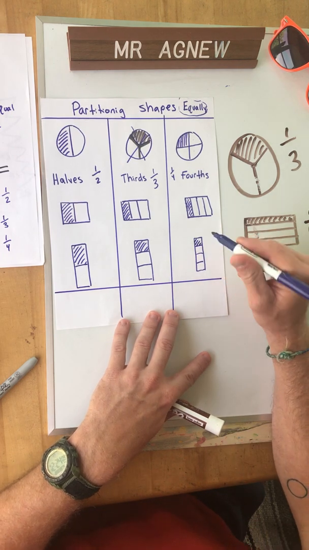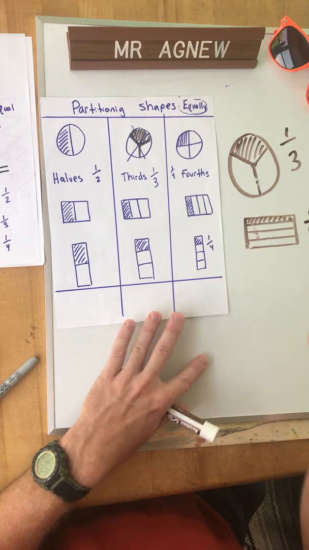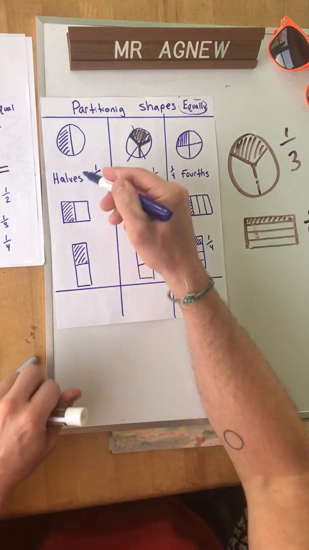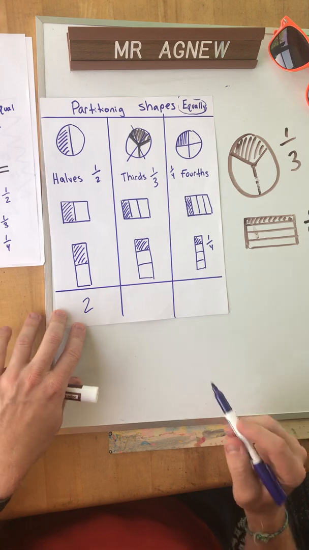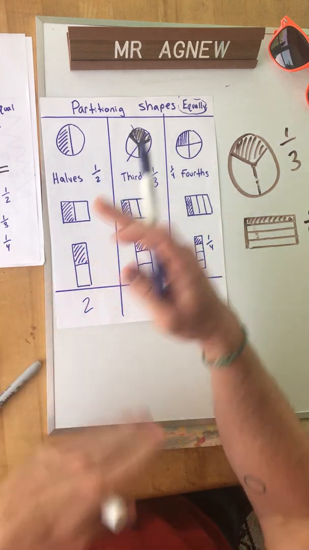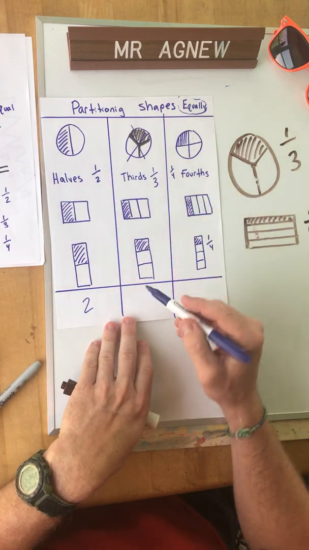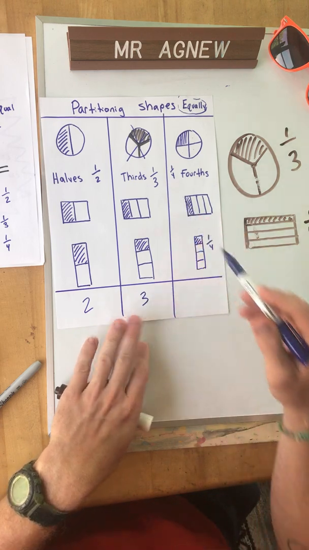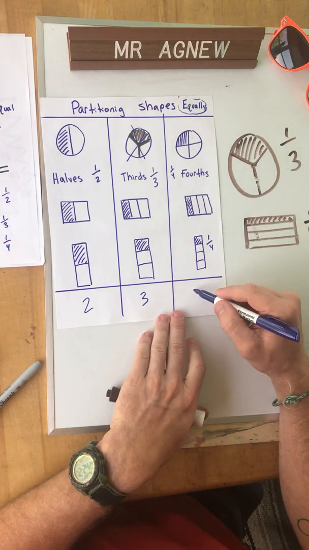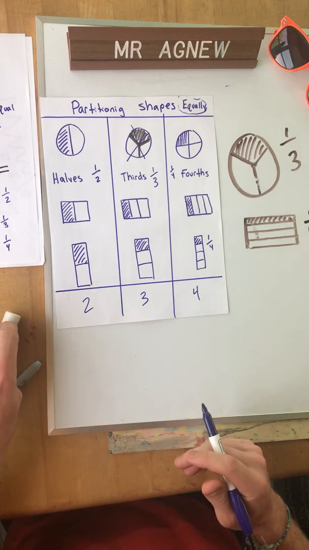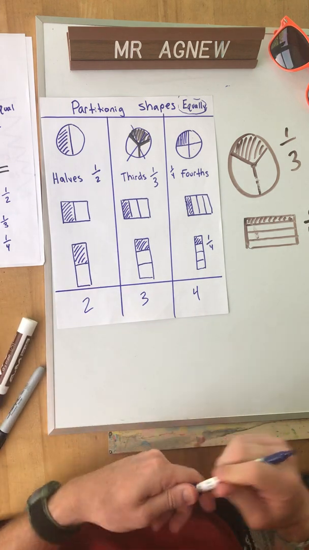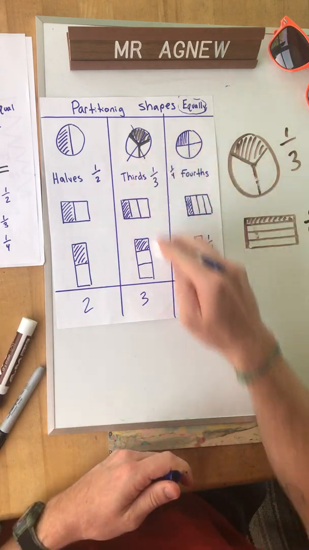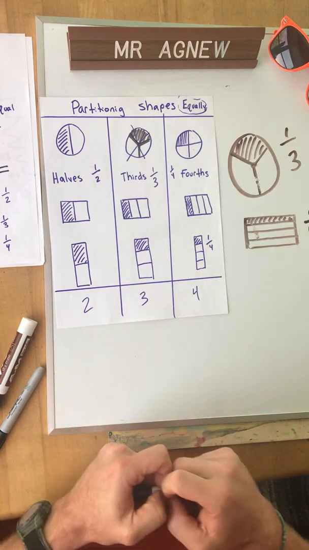Shading in 1, 1/4. Perfect. So remember, when you think of halves, the number that should pop to your mind is 2. 2 sides. When you think of thirds, the number you should think of is 3. The 3 parts. And fourths, 4. Like 4 quarters making a dollar. 4, 3, 2. All right. Let's see what we got.